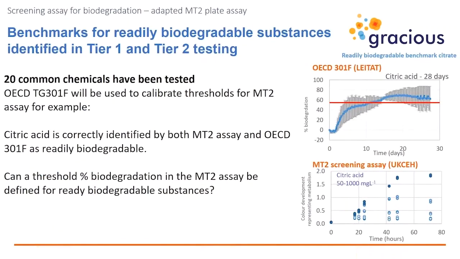So we needed to validate our screening assay by comparing the outcomes that we got from the MT2 assay we developed at UKCEH against the outcomes and results you would get from the standard OECD 301 method, which was performed by our partners at LATAT. We've tested 20 common chemicals and used the OECD 301 test to calibrate thresholds for our MT2 assay. One example of this is that we found that citric acid is correctly identified by both the MT2 assay and the OECD test as readily biodegradable. So one question that we have is, can a threshold for percentage biodegradation in our screening MT2 assay be defined for readily biodegradable substances?